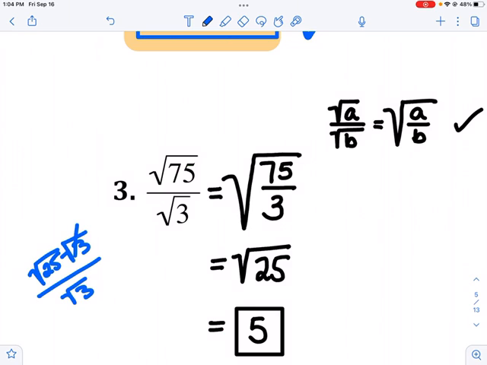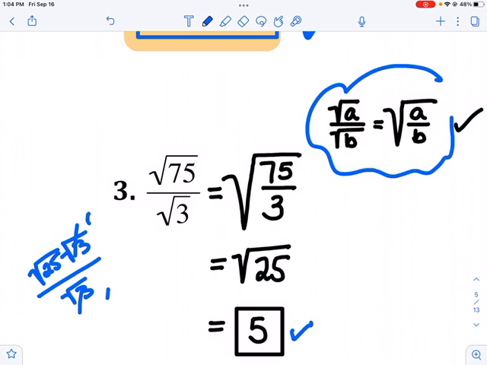Bam, bam, they're done. That's always harder. Sometimes it's harder to see, but if you can do that and you see it, great. You get the square root of 25, your answer is 5 for this. But again, it's using this rule, the rule for the quotients.